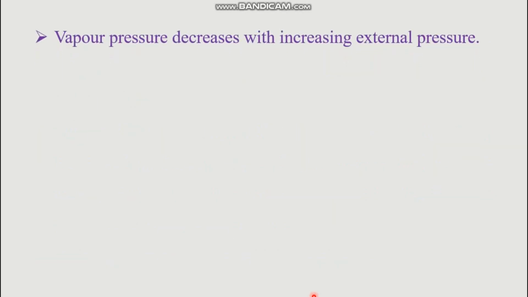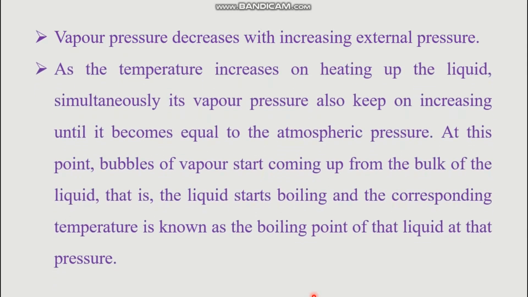And the next point is vapor pressure decreases with increasing external pressure. Definitely, on increasing the external pressure, more molecules revert back to the surface and stick into it, resulting in a smaller number of vapors above the surface of the liquid. Therefore, vapor pressure decreases. As the temperature increases on heating up the liquid, its vapor pressure also keeps on increasing until it becomes equal to the atmospheric pressure. That means at a certain temperature, suppose arbitrarily out of 760 torr of pressure, the vapor has the contribution of 150.